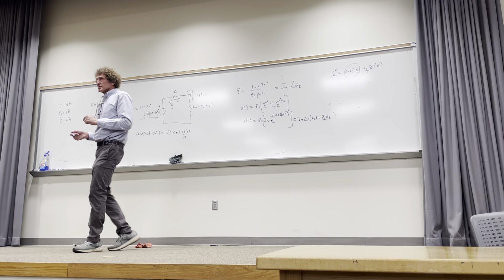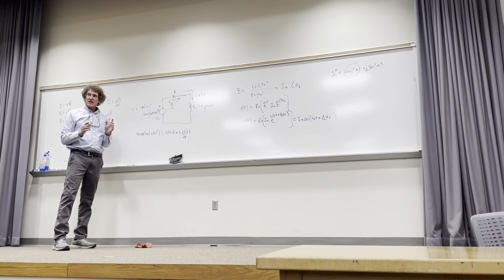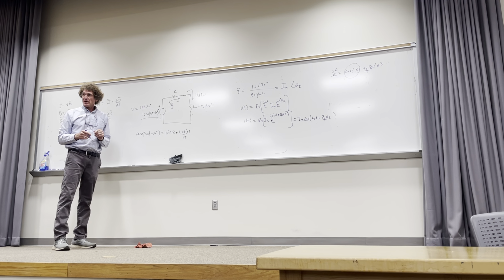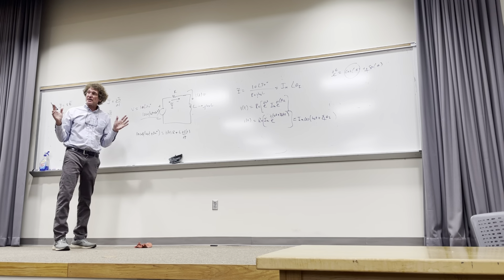There's one thing about this, though. The way I've solved it, I've assumed that this voltage has been on forever. There's no transient nature to it. If there was a transient nature, then I'd have to account for that. But here, it's constant. Y'all with me? So that's phasor analysis.